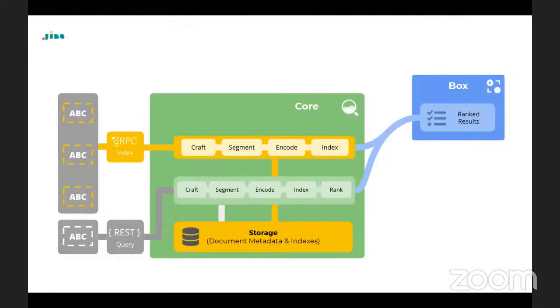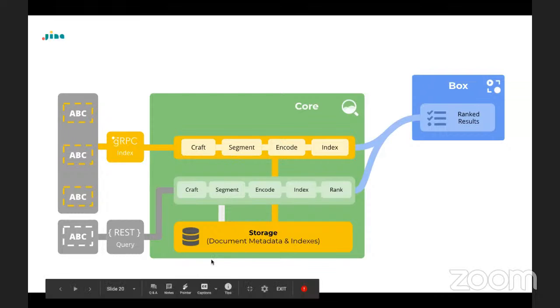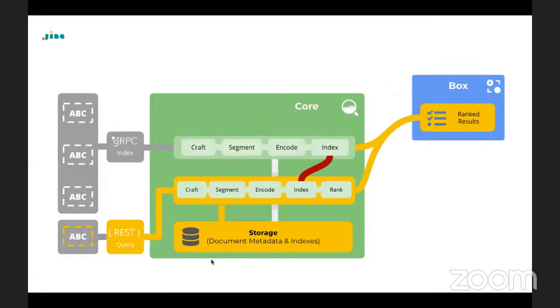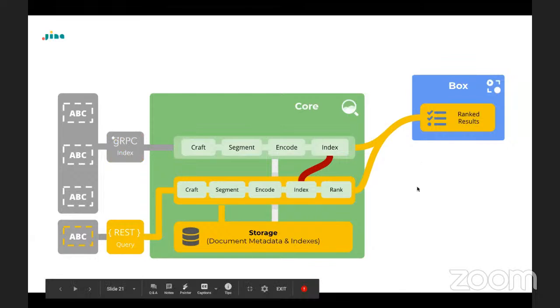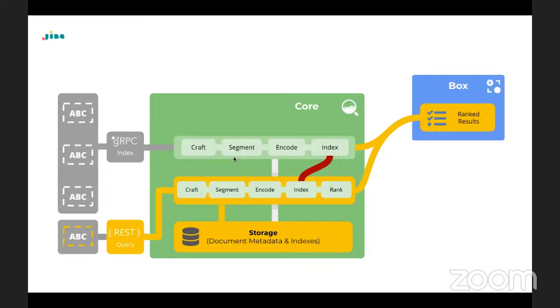So yeah, this is a basic summary of the architecture. So we have a gRPC based architecture that's used for indexing and persisting data. Secondly, while querying, we can query via a simple curl command and retrieve different ranked results.